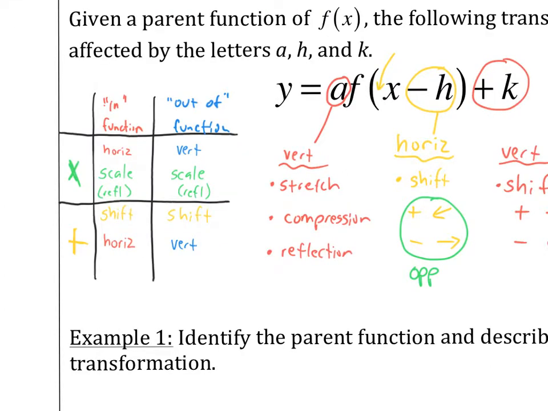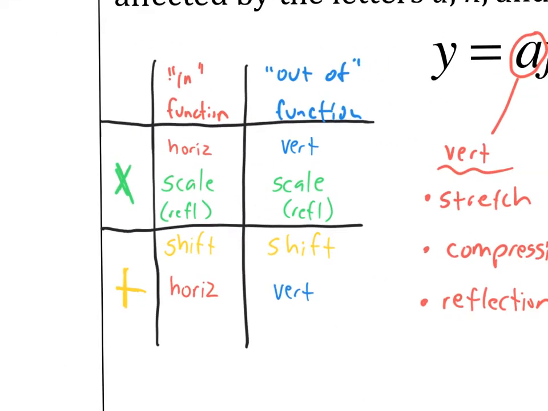So we can summarize this whole thing just by making a little quick chart here. Here we have something happening inside the function, outside the function. We have a product going on or a sum, an addition going on. Whenever it's inside, it's going to affect the horizontal. Whenever it is outside the function, it's going to affect the vertical. Any multiplication will always scale it. It'll compress or stretch, also can reflect. And any addition or subtraction is going to be a shift, a translation.